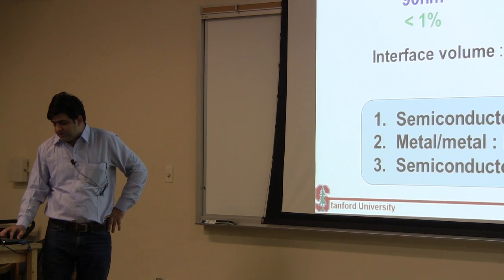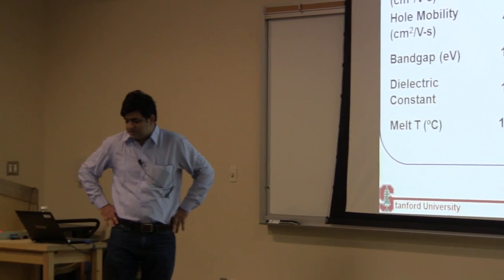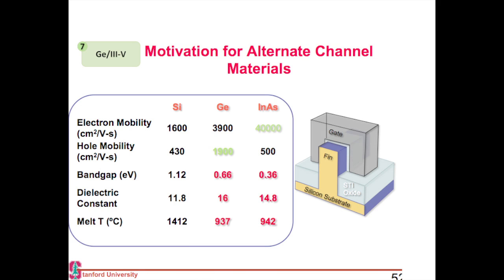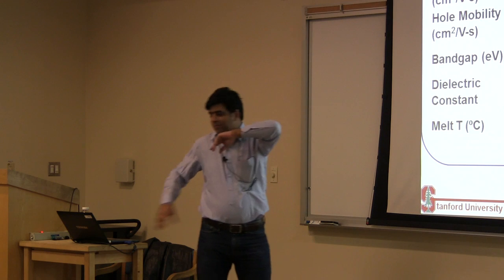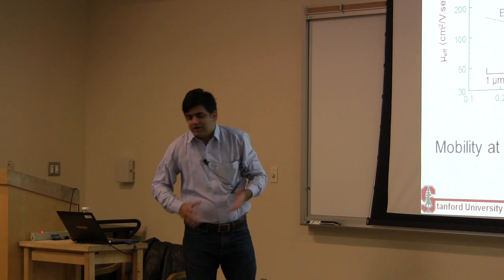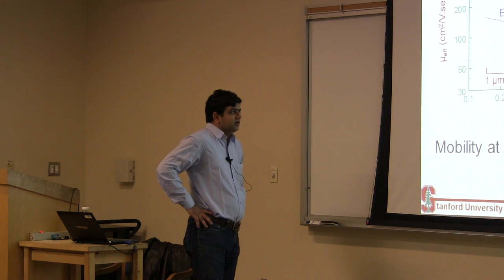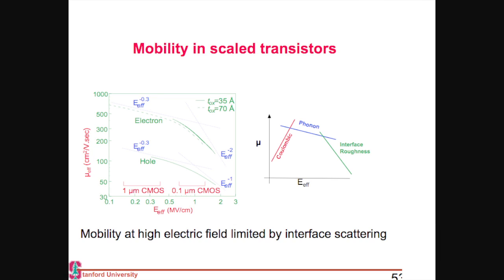So, what is the mobility of silicon? Silicon in bulk has a mobility of 1600 for electrons. It has 430 for holes. Some of these new alternate channel materials have much higher mobility, but what is the mobility you actually get in your transistor? As I mentioned, silicon has a bulk electron mobility of 1600. When you make a transistor, you get something which is 1/8 of that.